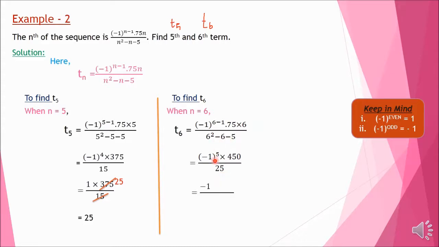Now it's an odd power, so it will be a negative value. Minus 1 to the power odd is minus 1. Now if we cancel, it will be 18 times. The answer will be minus 18. So our answers are T5 is equal to 25 and T6 is equal to minus 18. So this is a very important question. Let's move on.